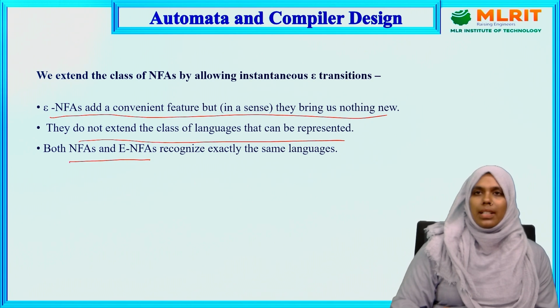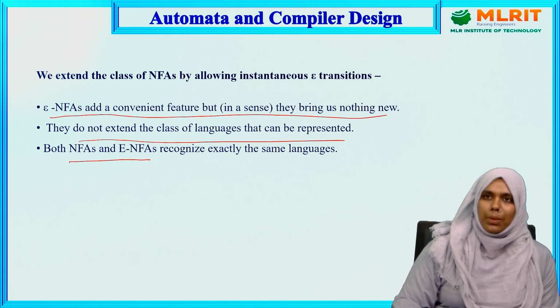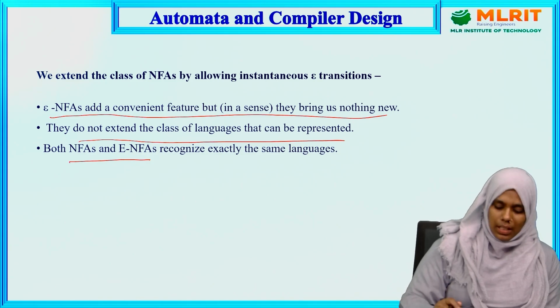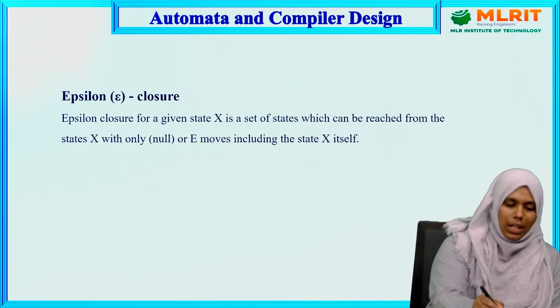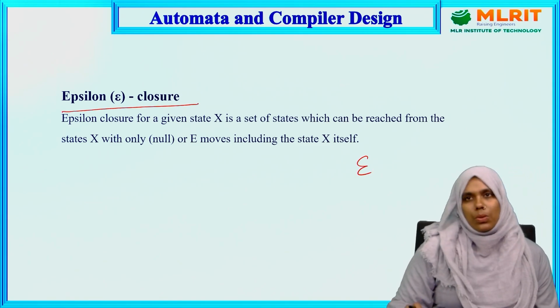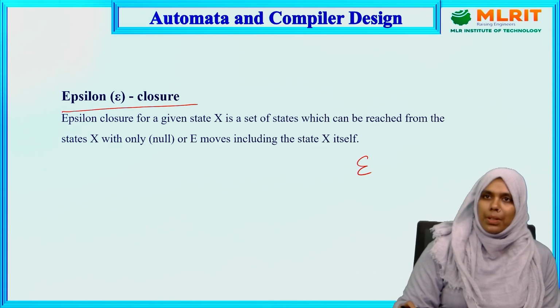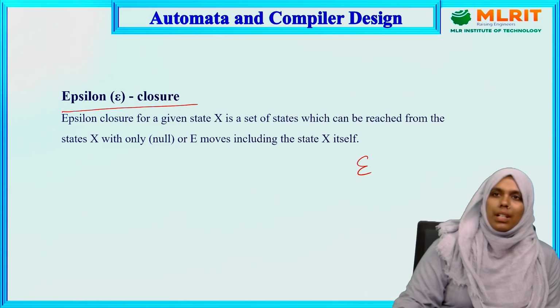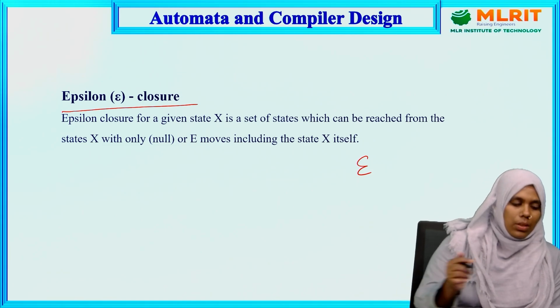Whenever we are going to convert an NFA with epsilon to an NFA without epsilon, the main important concept we need to understand is the epsilon closure. This is the first step which we are going to see here. It is a very easy and very important concept whenever we are doing the conversion technique. What is the epsilon closure?